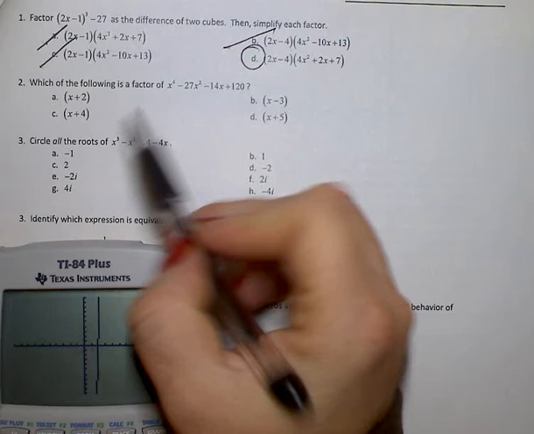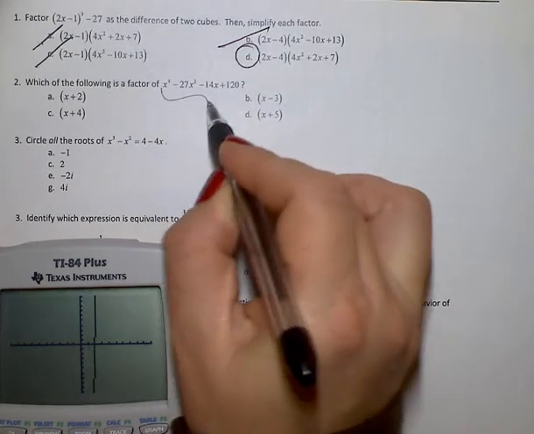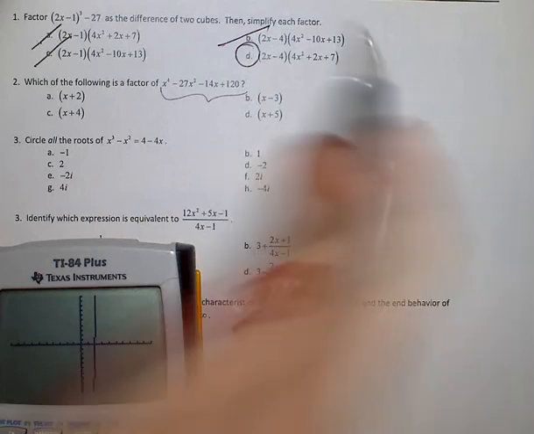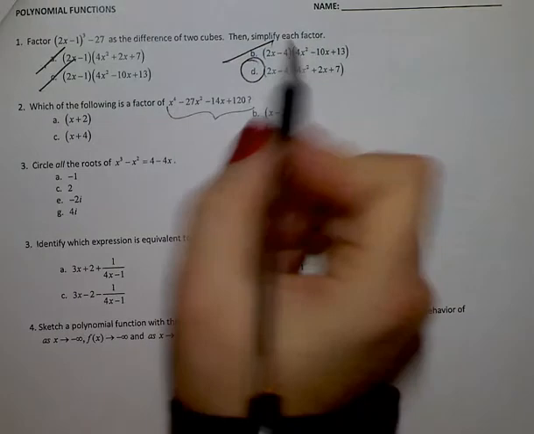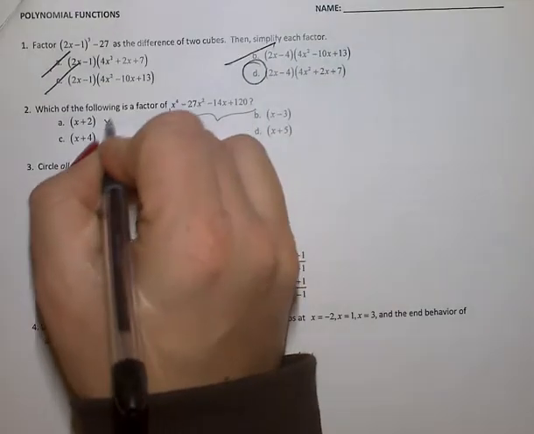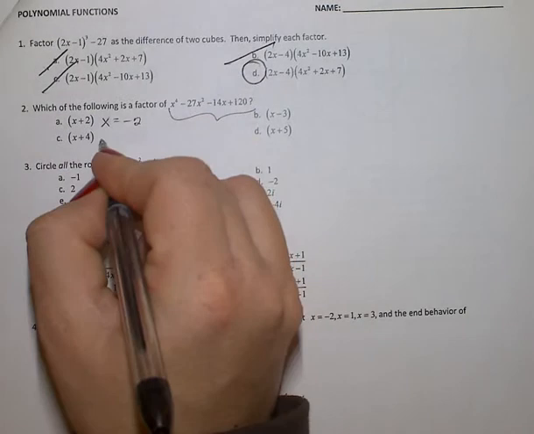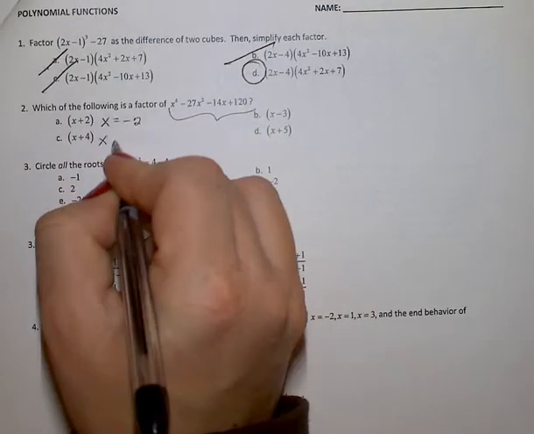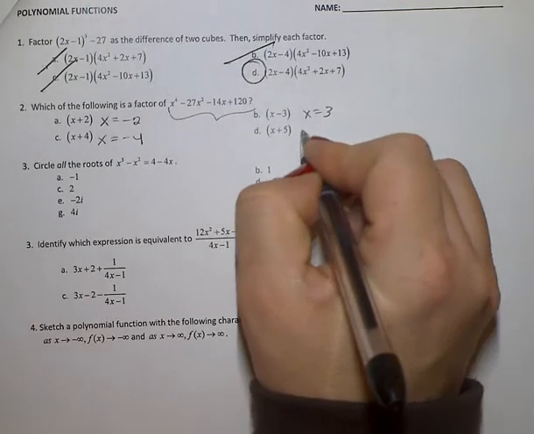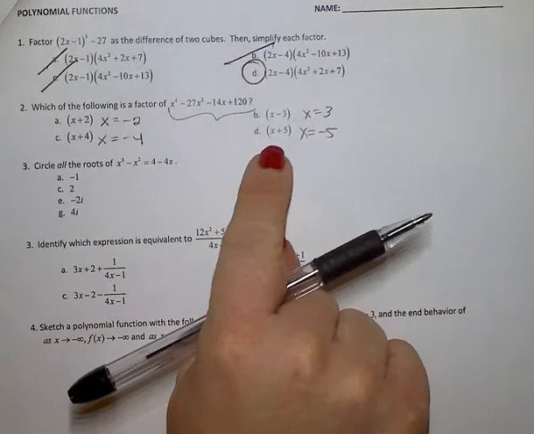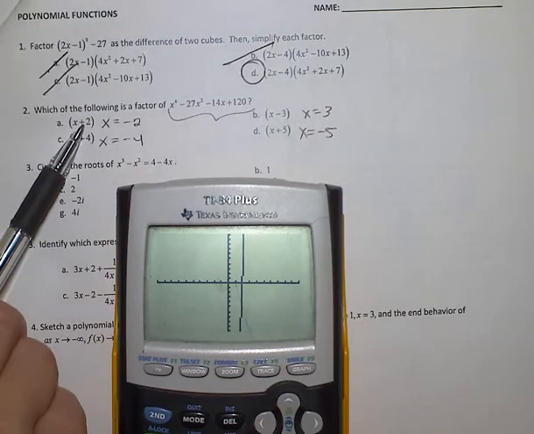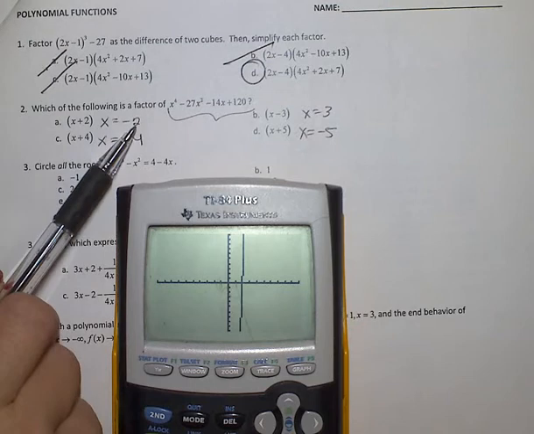So we have this expression, and I want to know which of the following is a factor of it. If it's a factor, I can do something really simple. I can graph this as if it's a function, and if this is a factor, it means, please write these down, we have x-intercepts at -2 if A is correct, -4 if C is correct, +3 if B is correct, and an x-intercept at -5 if D is correct. Remember, the factor and the actual corresponding x-intercept have different signs.